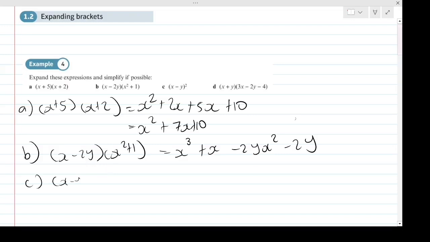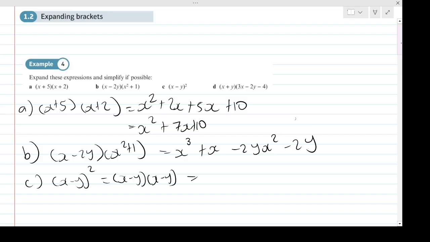X minus y squared. Now, the key thing to recognize here is when you've got a square or anything like this, either a cube or whatever with a bracket, you're just multiplying by itself. So you repeat the same bracket twice, okay? If it was cubed, you times by the same bracket 3 times. But here we've got a squared, so you times it by itself twice. And from here on out, it's the exact same approach again.